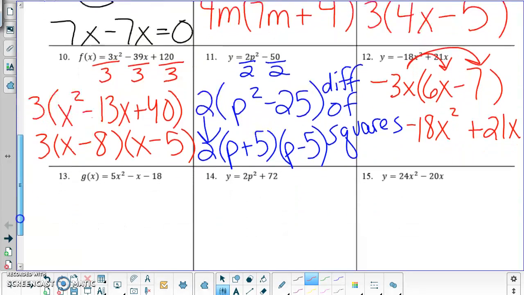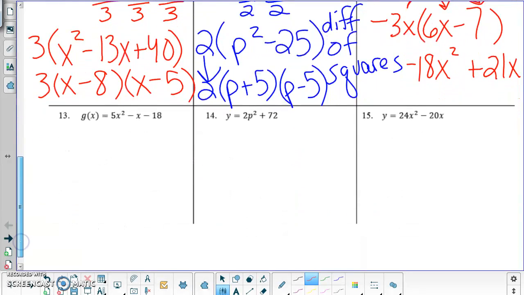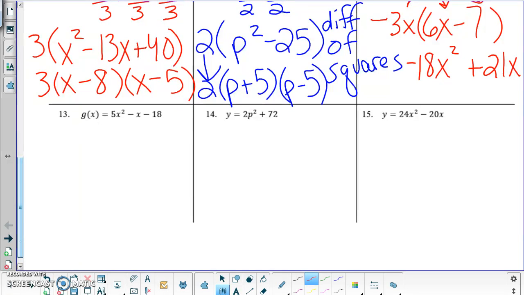Number 13. There is no GCF. I can't divide 18 by 5, so I'm just going to have to get right to guess and check. Because it's a trinomial, we factor it as 5x times x, because 5x times x gives me 5x squared. I need two numbers that multiply to negative 18, so I can guess 9 and 2.